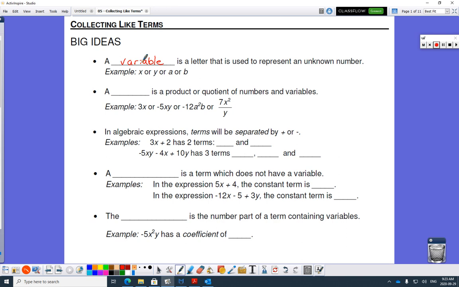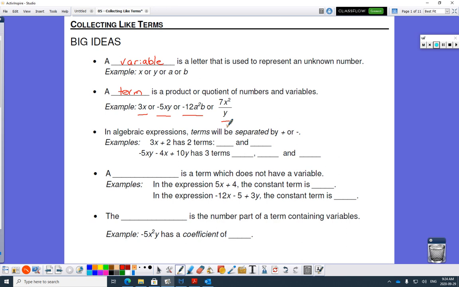Okay. So you've seen the word variable before. Of course. Now the rest of this might be new. A term is a product or quotient of numbers and variables. Here's a bunch of terms. 3x is a term because it's two things multiplied together. It's 3 times x. Negative 5xy is a term because it's negative 5 times x times y. You've got this group of little numbers multiplied or divided together. We call it a term. So negative 12a squared b is a term, and 7x squared y is a term.